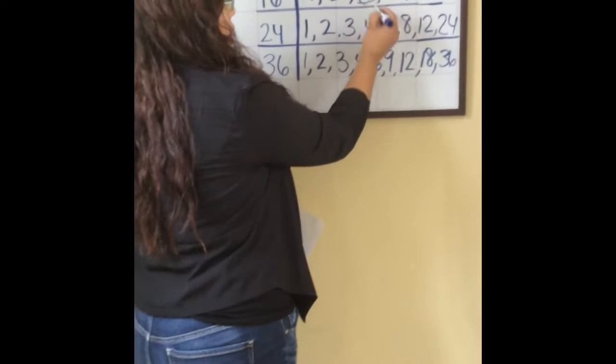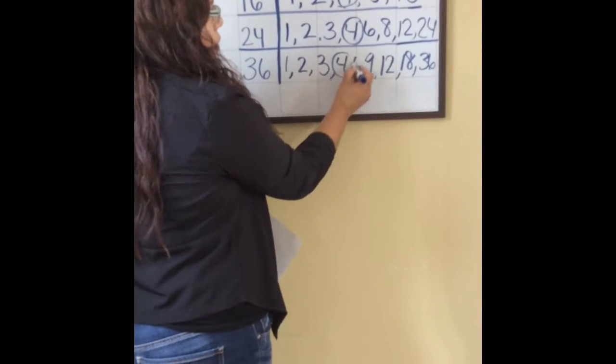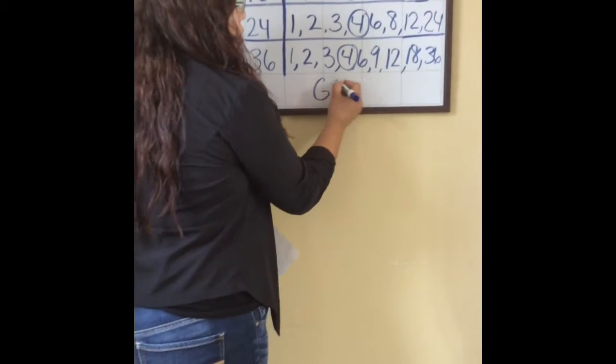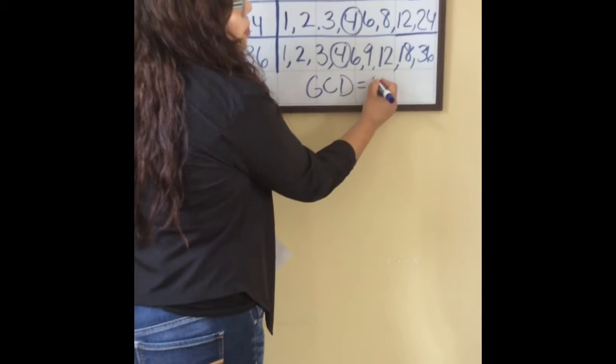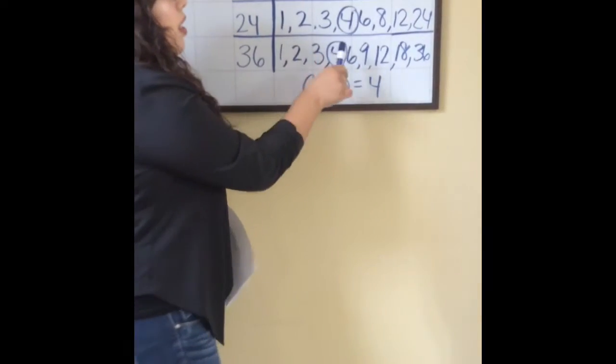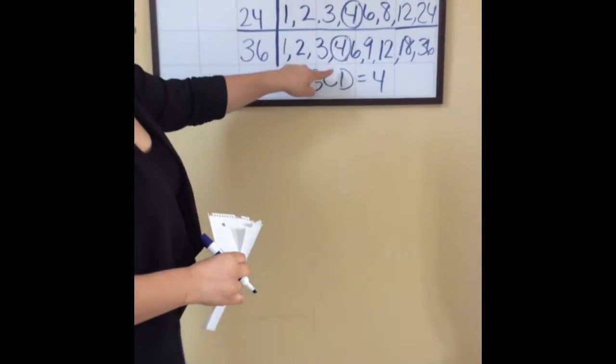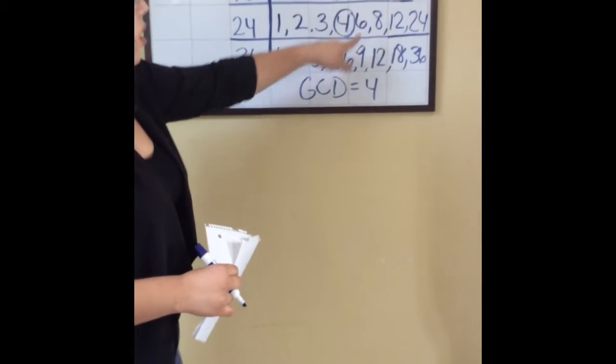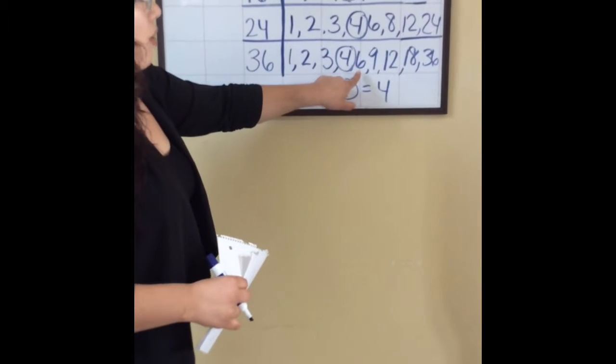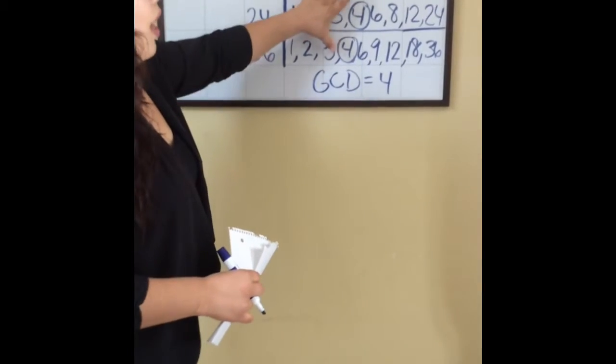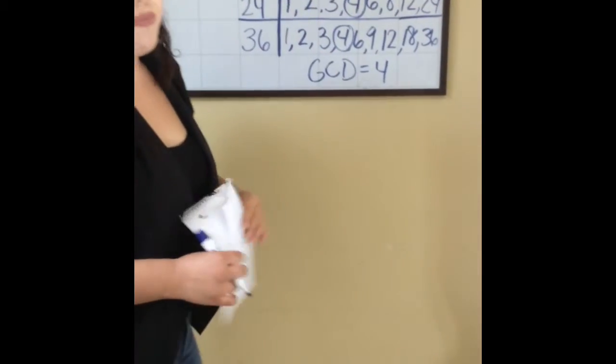So I see a 4 right here, a 4 right here, and a 4 right there. So the GCD is going to be 4 because that's the biggest number they have in common. There's a 6 and a 6 right here, but this one doesn't have a 6. So the highest one is a 4.